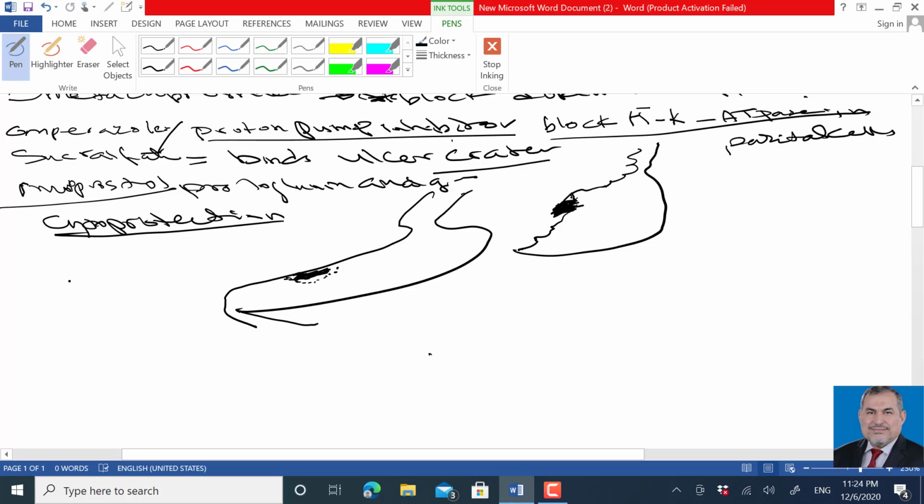Okay. Cyclosporine. What's the action of cyclosporine? It inhibits interleukin 2. Okay. It is used as an immunosuppressive.